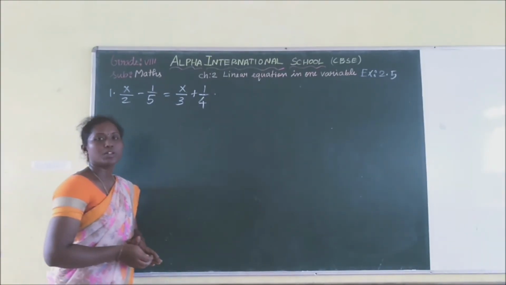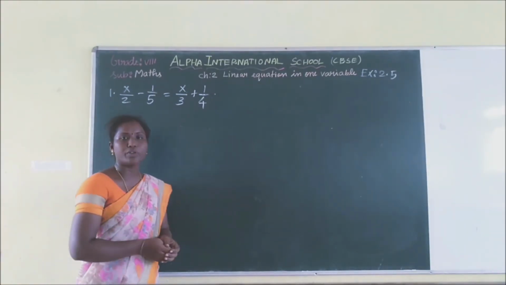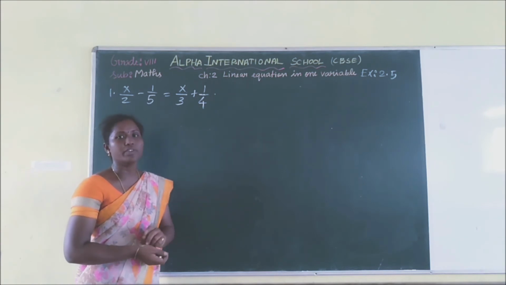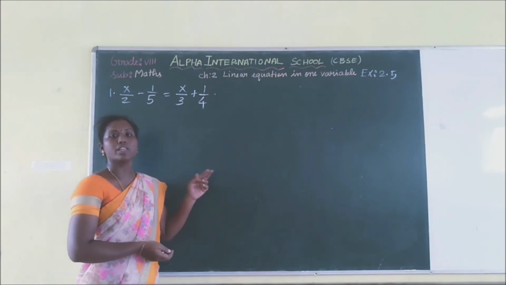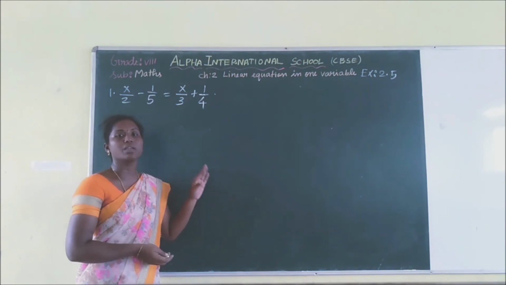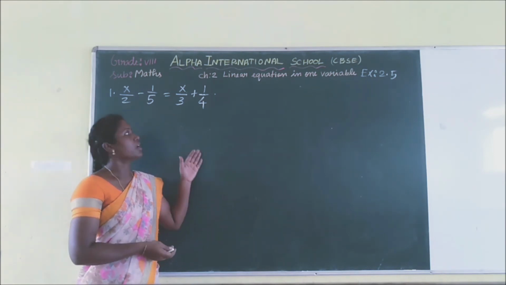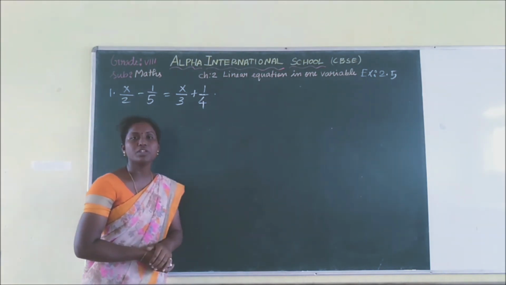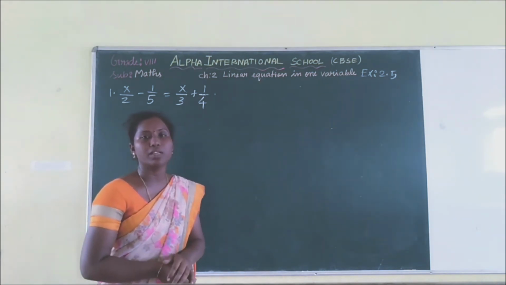Now we are going to solve the problems in exercise 2.5 based on the linear equation in one variable only. But here we have the variable on both sides of the equation. The variable lies on both sides of the equation, and we are going to solve the given equation and find the value of the unknown variable in the question.